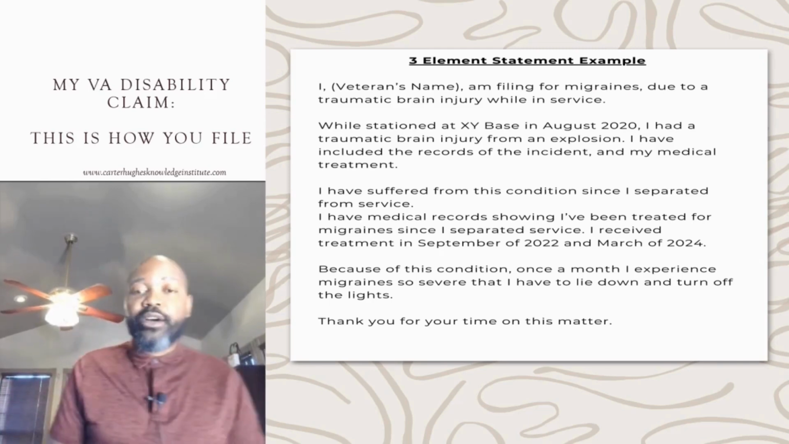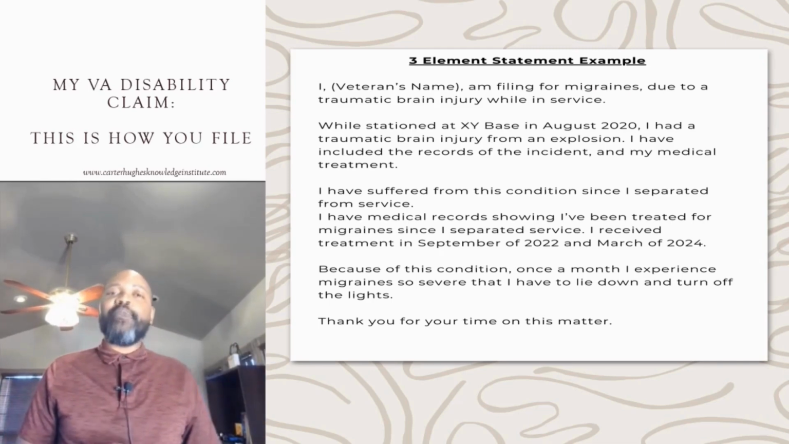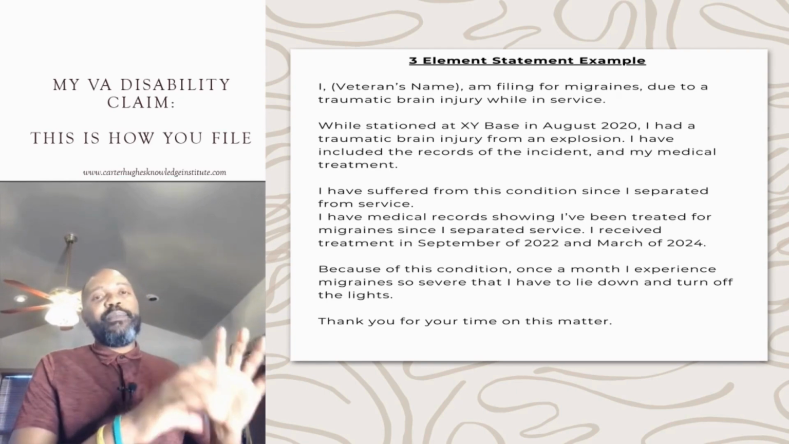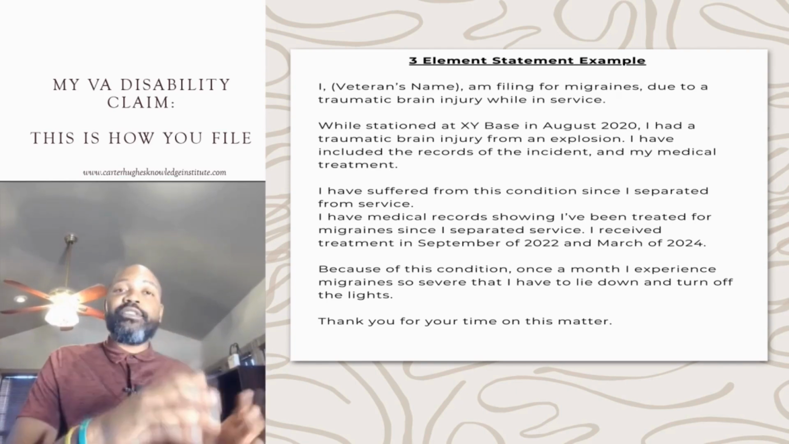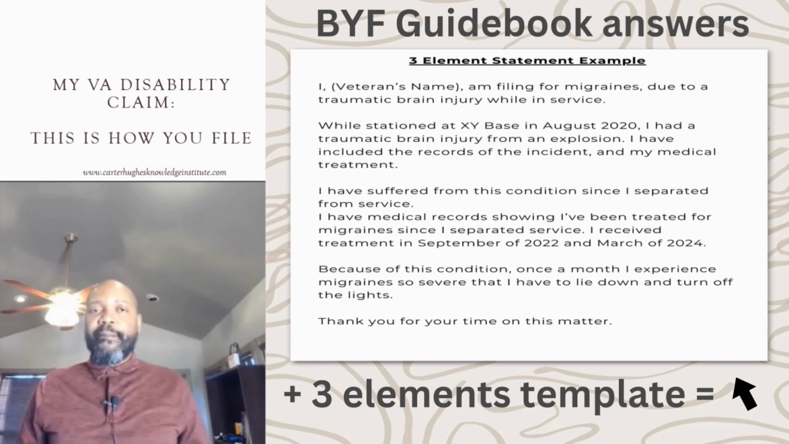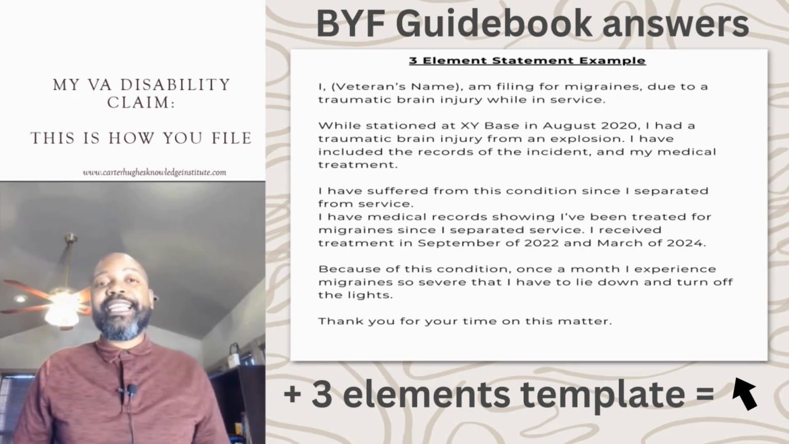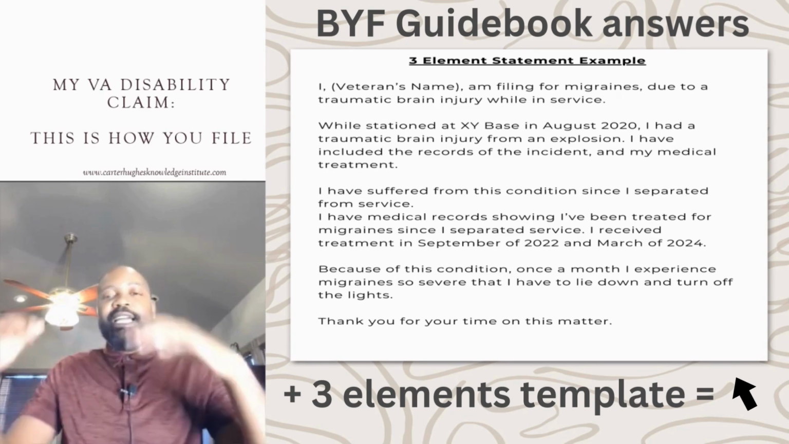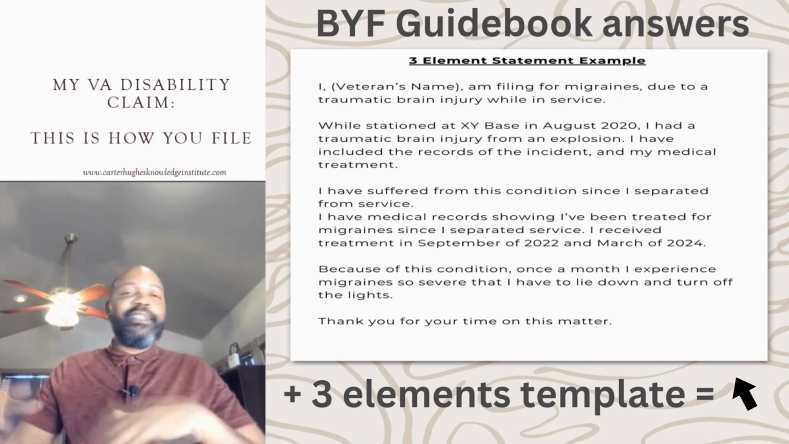Okay, so here we go. This is the 3-element statement that we pulled, right? We used that guidebook to get the answers to the questions, took those answers, put it on the template, and then from the template, this is what we get. Just like we showed you in the rating schedule, prostrating attack. So we lay out the first element, the second element, and the third element.